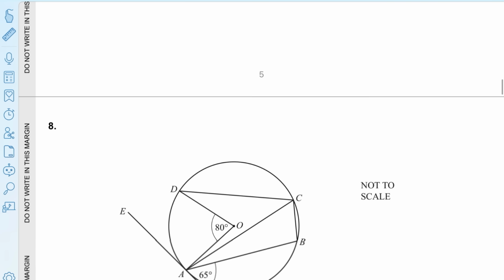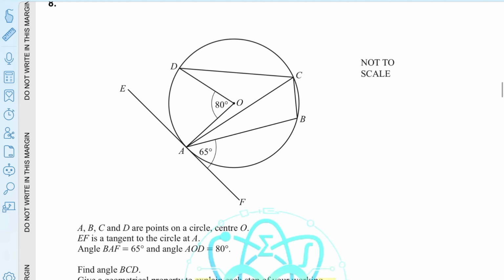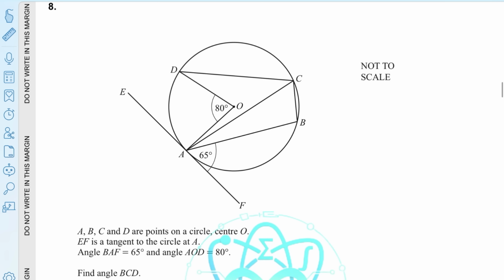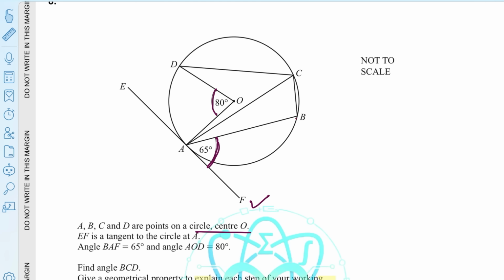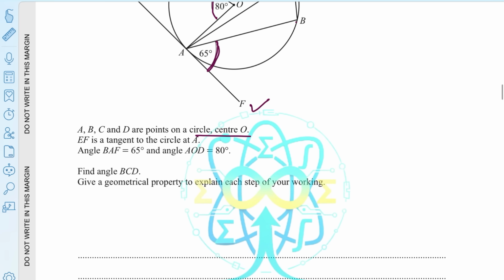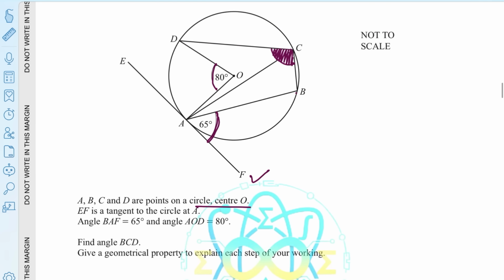Now next, question number 8. Question number 8 is about circle theorem questions, right? Read the question carefully. A, B, C, D are points on the circle with center O, and E, A, F is a tangent. You can see this angle is given as 65 degrees, and this angle is given as 80 degrees. The question is to find the angle BCD. BCD means this angle we are trying to find out. That's what the question is all about, right? And give a geometrical property to explain each step of working.